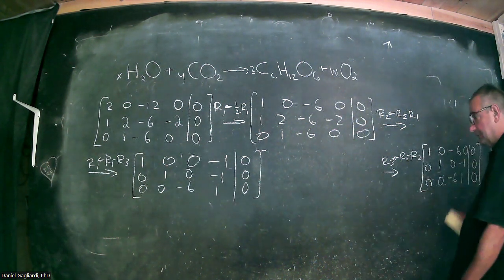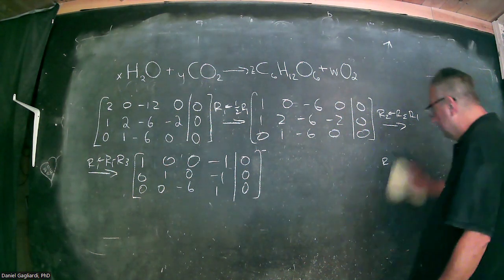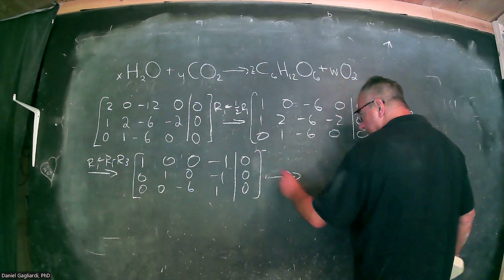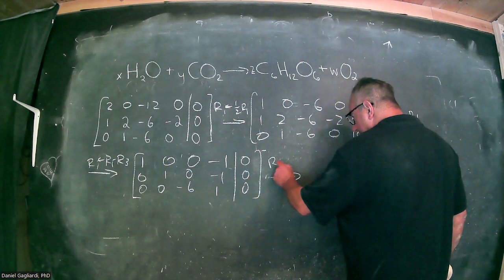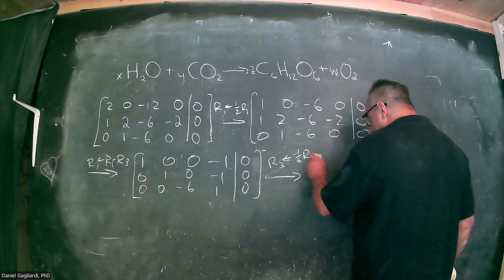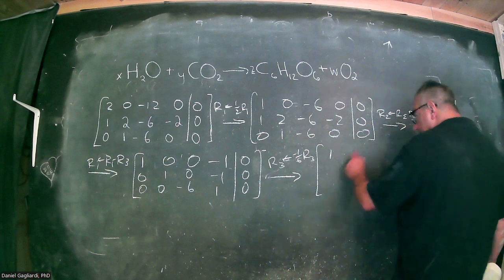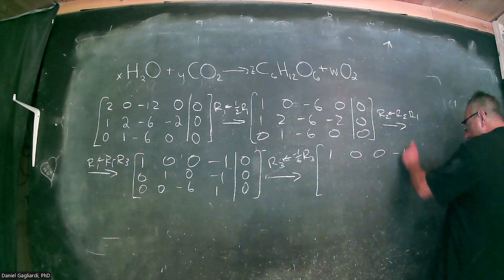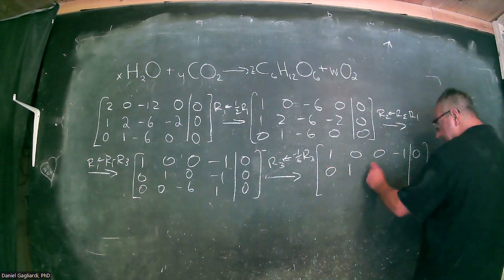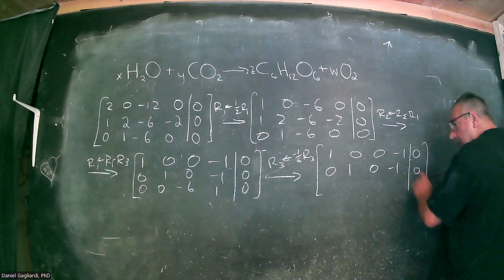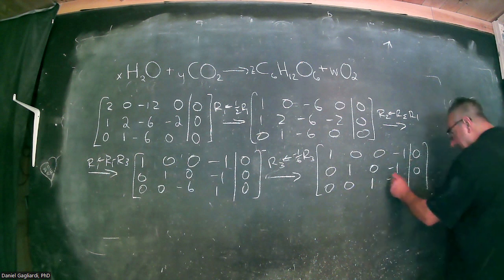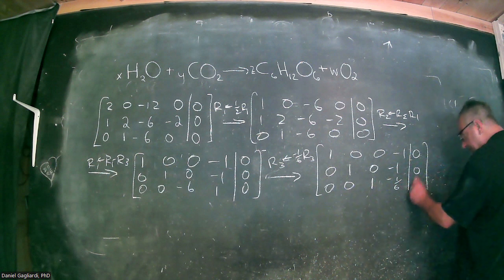But it's cleaner and easier if we try to avoid fractions. Okay, so last step then, going forward, we'll take row 3 and replace it with -1/6 times row 3. All right, this yields what? 1, 0, 0, -1. Row 1 stays intact. And then we have 0, 1, 0, -1, 0. And then we have 0, 0, 1, -1/6, 0.